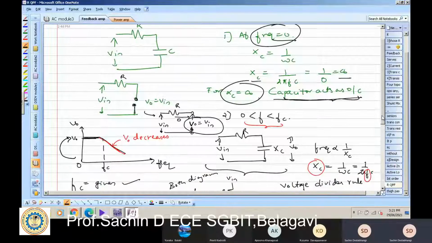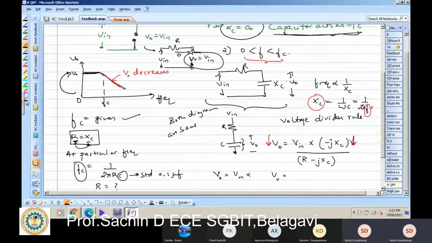Next, second case, when it is more than 0 but less than cutoff frequency, I'll tick mark here. In this condition, you apply the voltage divider rule. In the voltage divider rule, you can see this is my formula. When frequency increases, Xc decreases. Xc is in the numerator, so when Xc decreases, the output voltage will also decrease. So we can see here, I rounded it off, and the output voltage is decreasing after cutoff frequency. So this is the operation of the low pass filter and high pass filter.